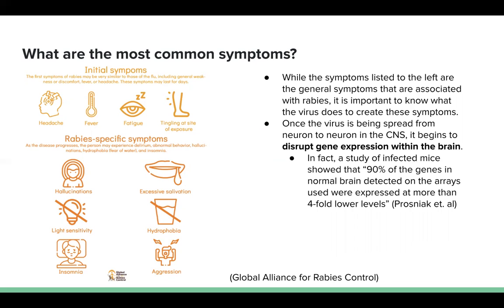The genes included in this study ranged in purpose from cell metabolism and protein synthesis to genes that regulated ion homeostasis, and in particular, the well-known sodium-potassium ATPase pump. All these factors could lead to neuronal dysfunction and death, which leads to the symptoms listed in the image.